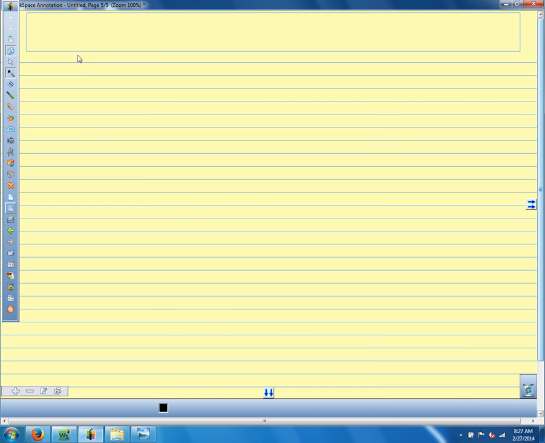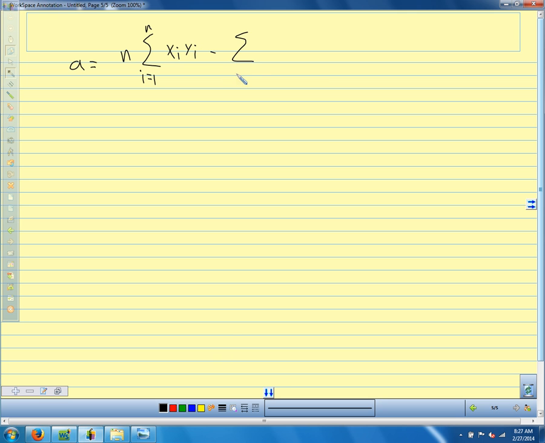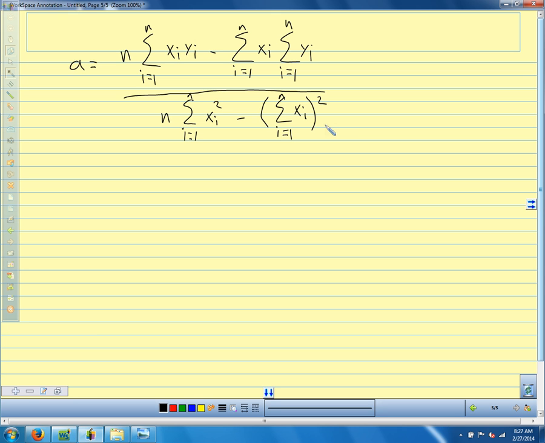We get that a equals n, the number of data points we have, times the sum, i equals 1 to n, of x sub i y sub i, minus the sum, i equals 1 to n, of x sub i, times the sum, i equals 1 to n, of y sub i, divided by n times the sum, i equals 1 to n, of x sub i squared, minus the quantity sum, i equals 1 to n, of x sub i, squared. That's our a. That's how we find our a. That gives us the minimum value.